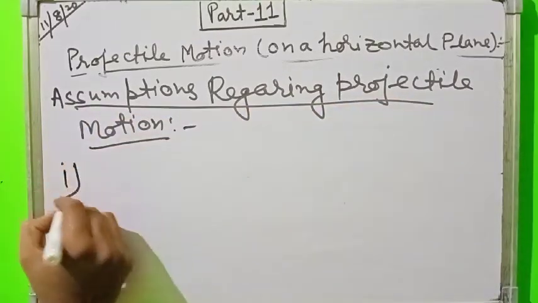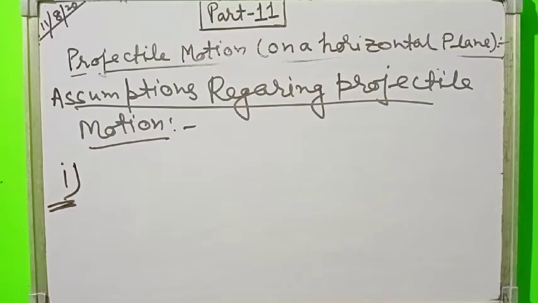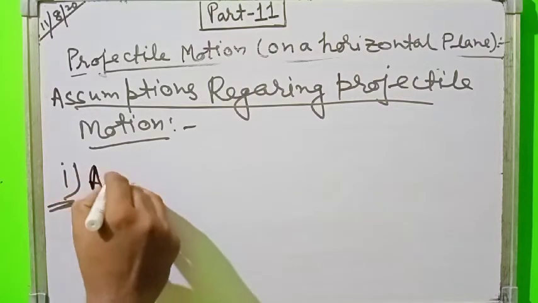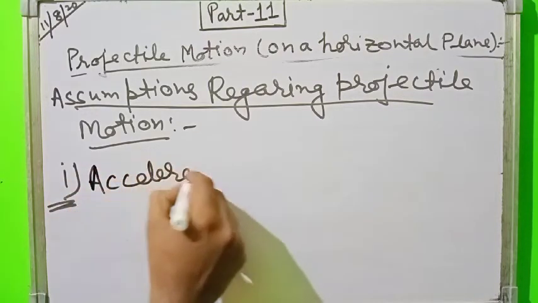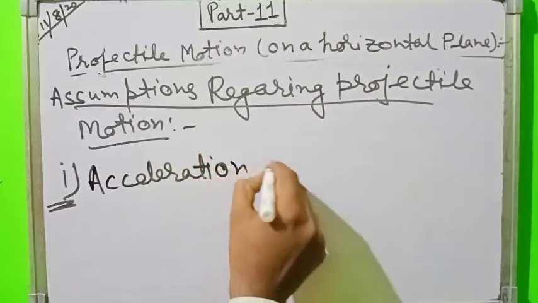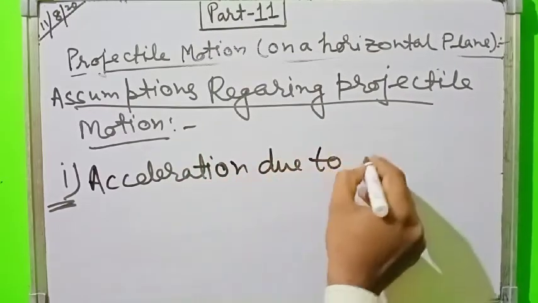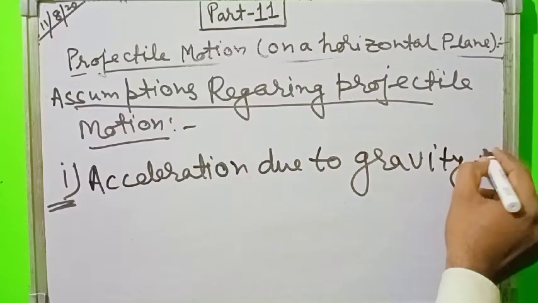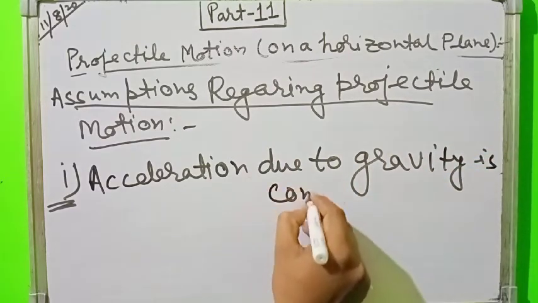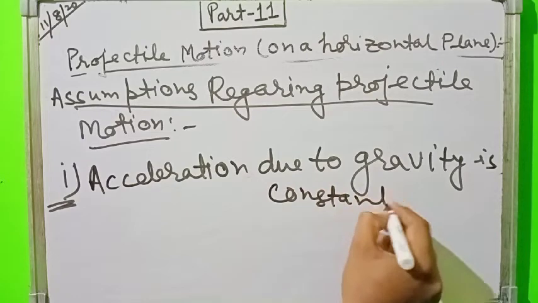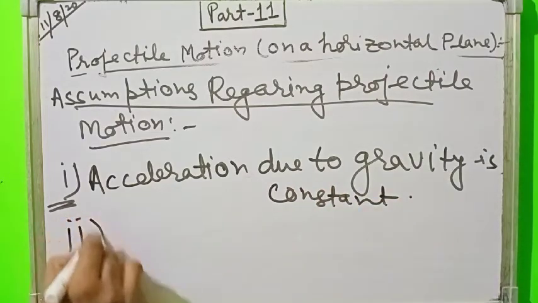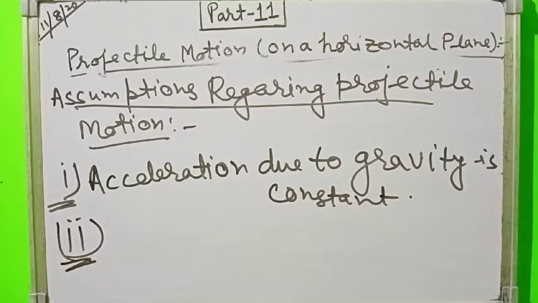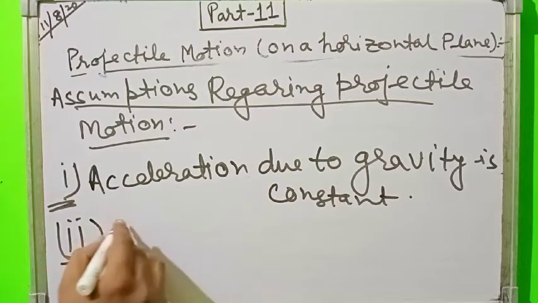There are mainly two assumptions. The first assumption is acceleration due to gravity is constant, and the second one is the effect of air resistance is negligible.